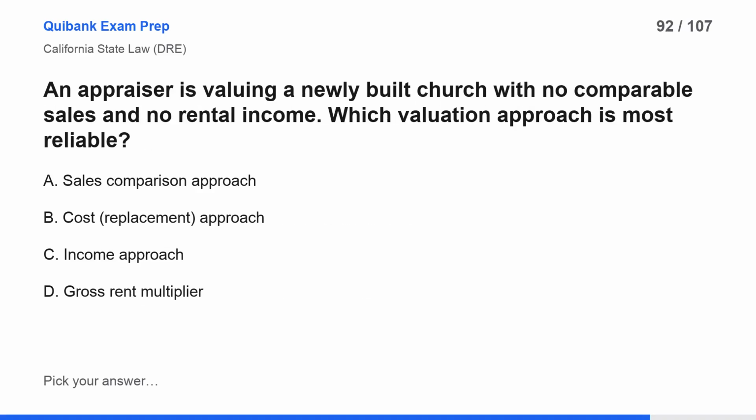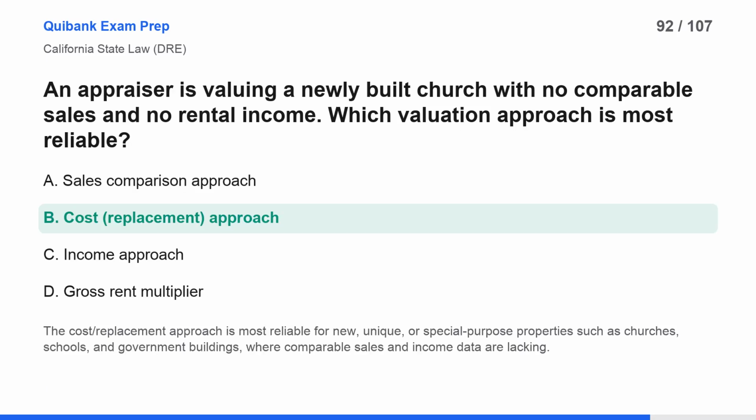Question 92. An appraiser is valuing a newly built church with no comparable sales and no rental income. Which valuation approach is most reliable? A. Sales comparison approach. B. Cost replacement approach. C. Income approach. D. Gross rent multiplier.